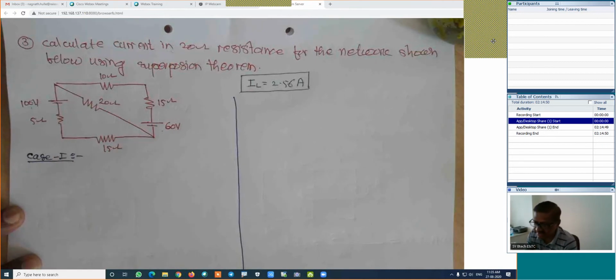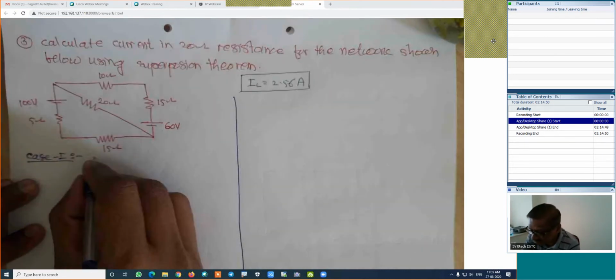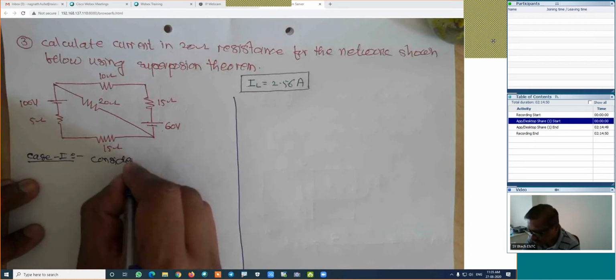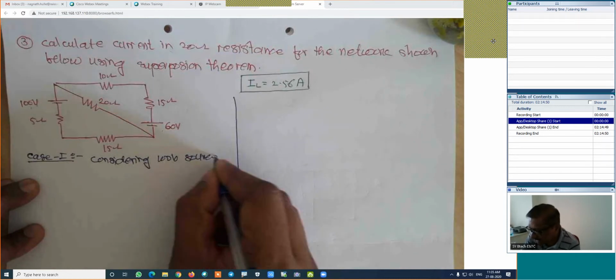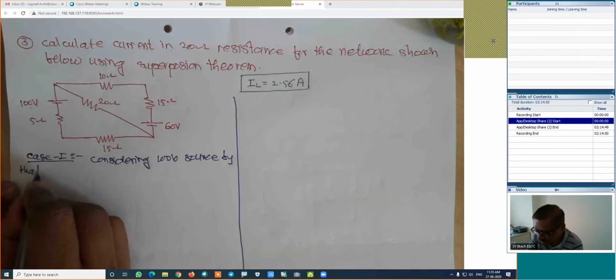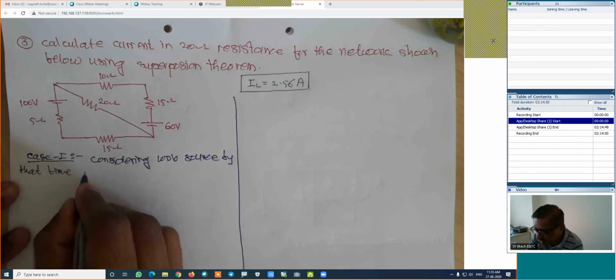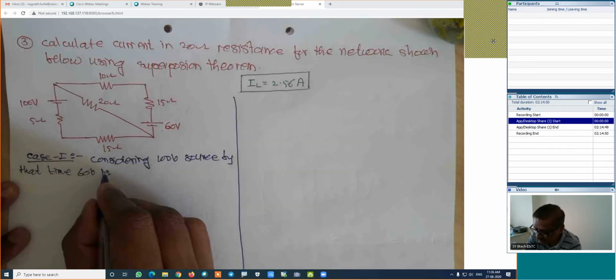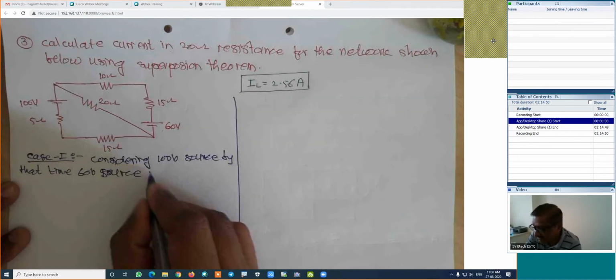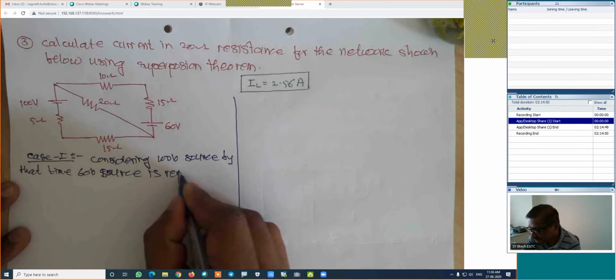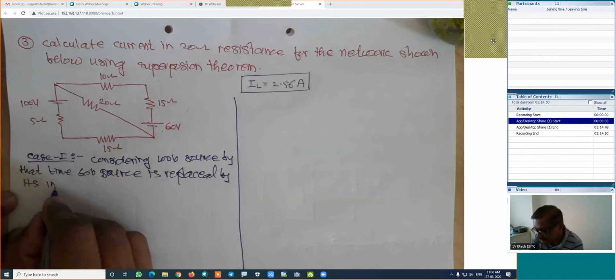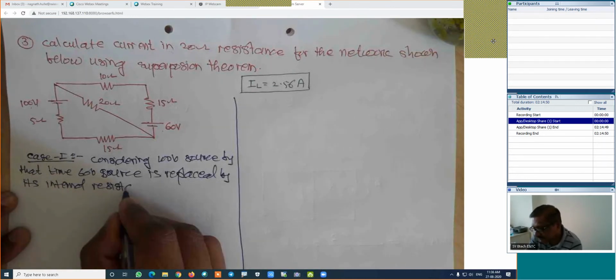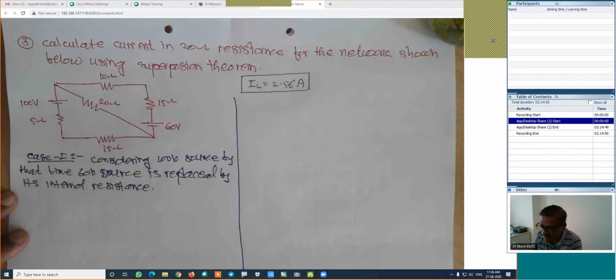I will consider the 100 volt source first. Case 1. Considering the 100 volt source, by that time the 60 volt source is replaced by its internal resistance. Is it right? How is the figure?